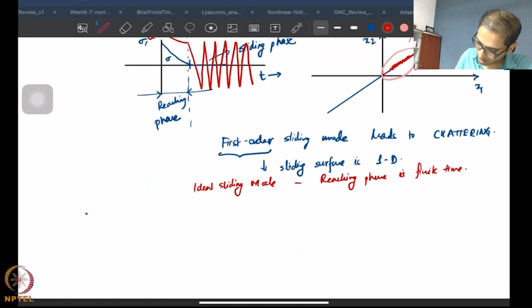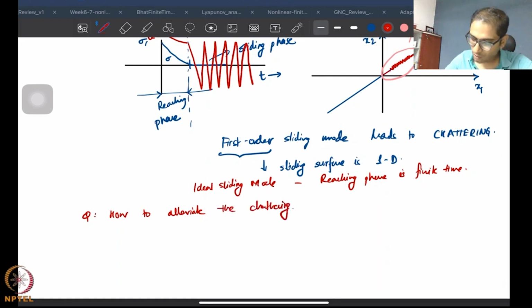So the question is how to alleviate the chattering. So one of the methods we discuss, obviously one method right now, there are multiple, but it has got to do with some kind of a higher order version of things in some sense, right? So what is it? Answer is add an integrator.